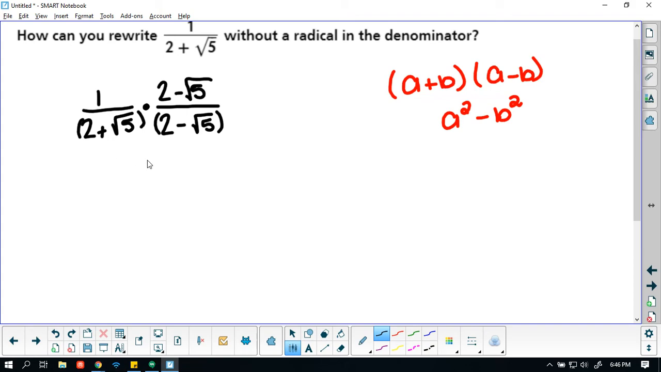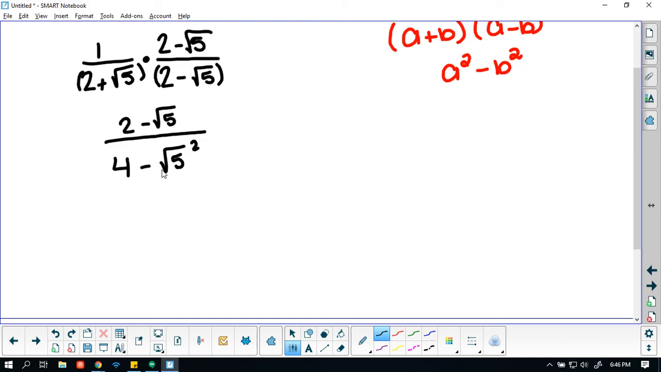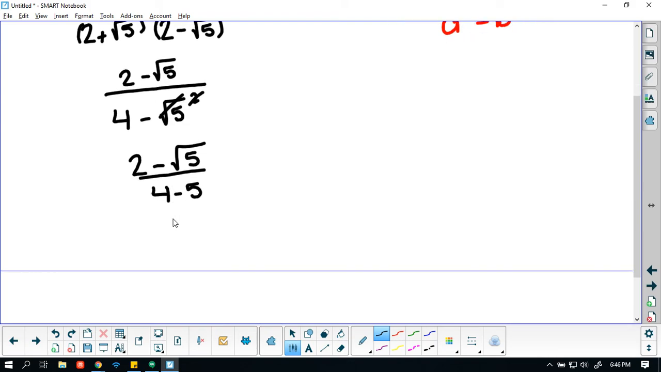Looking at my conjugate, I have a squared minus b squared. So my a in this case is 2. 2 squared is going to be 4. Minus b squared, which is root 5 squared. Over 1 times that, so 2 minus root 5. Okay, root 5 squared is just 5. So 2 minus root 5 over 4 minus 5. And 4 minus 5 is negative 1.